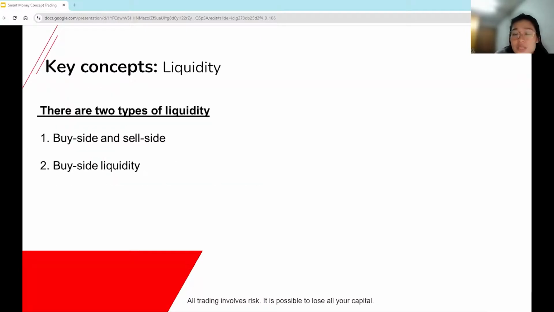So firstly, we have liquidity. There are two sides of liquidity: the buy side and the sell side. Buy side liquidity represents a level on the chart where your short sellers have their stops positioned. Sell side liquidity is just the opposite.